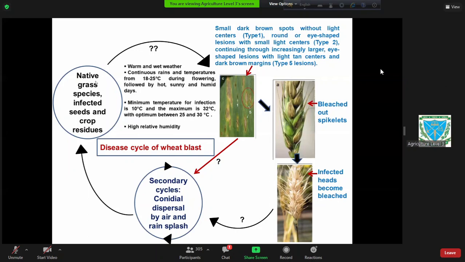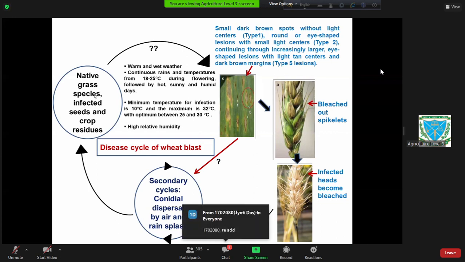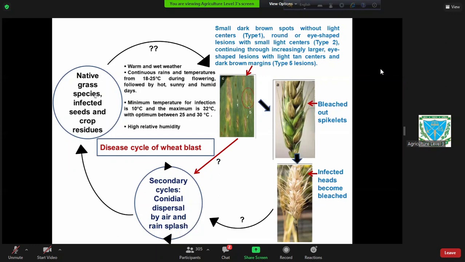What are the sources? Native grass species. People are still trying to investigate where the pathogen comes from, but it is suspected that the pathogen may come from grasses and infected seeds. Sometimes this type of saprophyte can also survive on crop refuges or residues. Crop residues means that after harvesting the crop, you leave some things in the field. So these three things may serve as sources of primary inoculum.